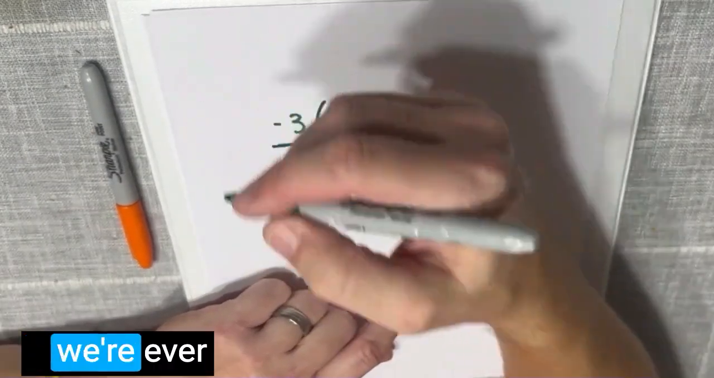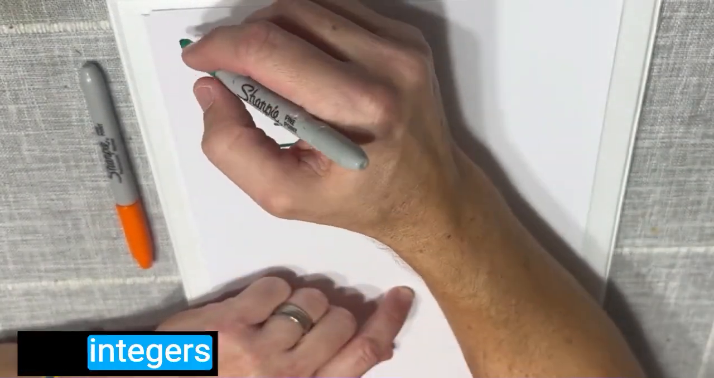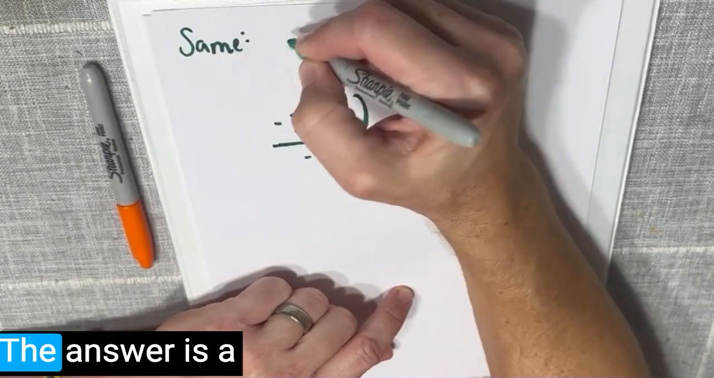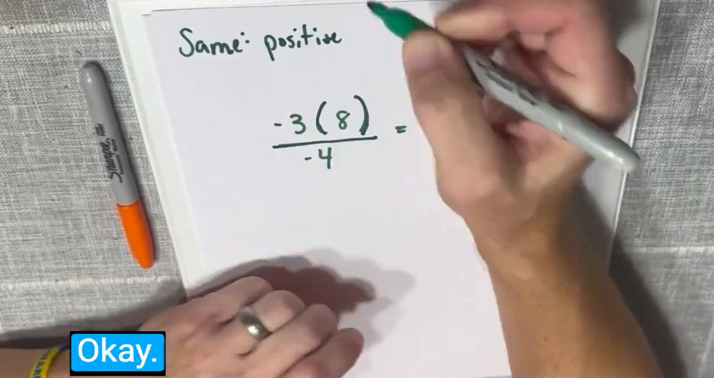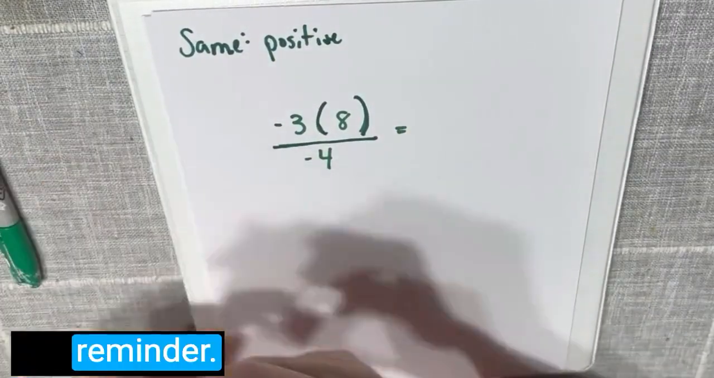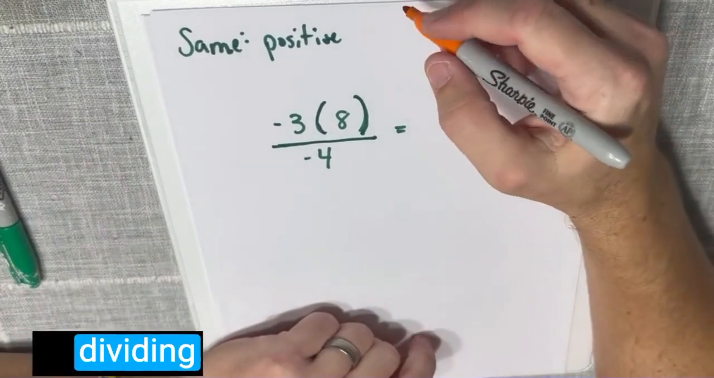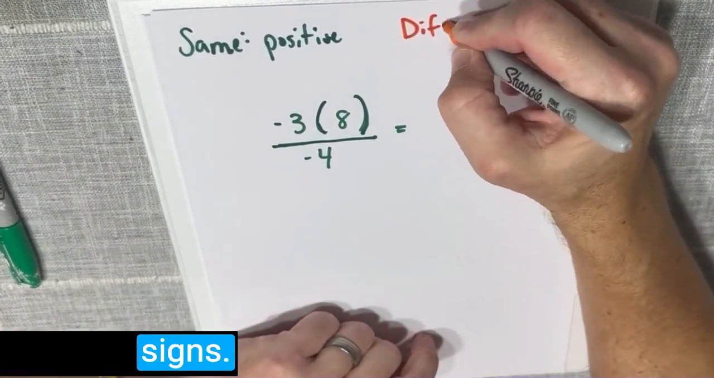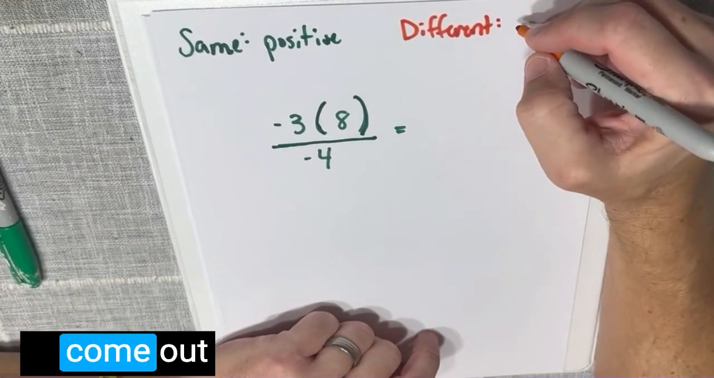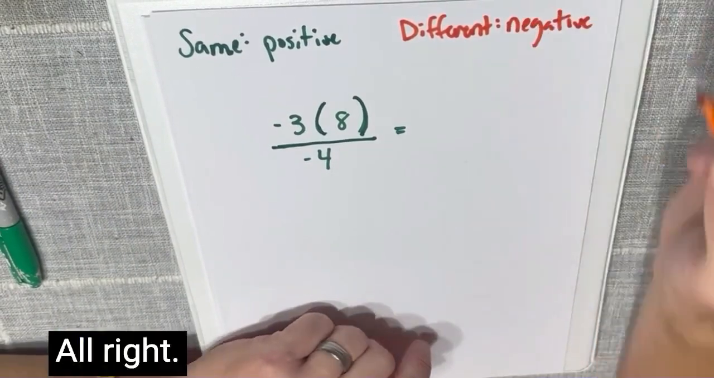And remember, if we're ever multiplying or dividing two integers that have the same sign, the answer is a positive number. Just putting it up there as always, our reminder. But if we're multiplying or dividing two integers that have different signs, that means the answer is always going to come out as a negative. All right, so let's check this out.